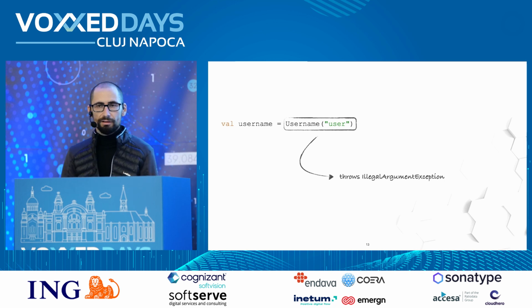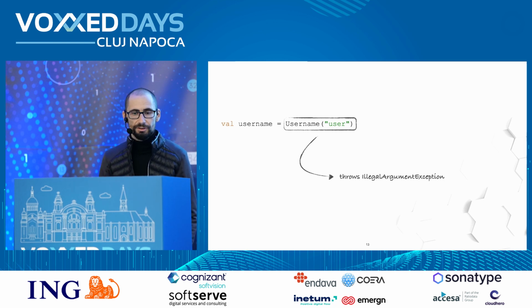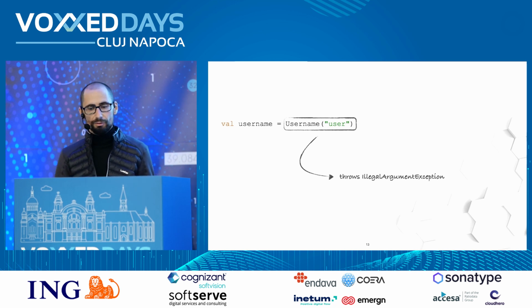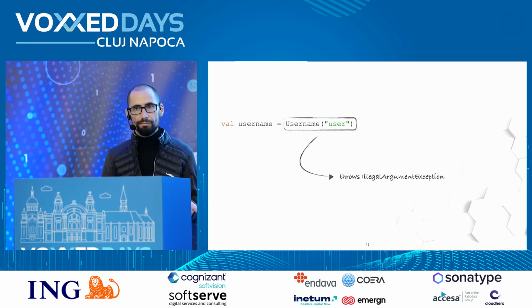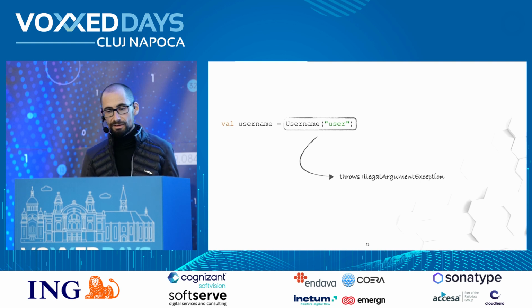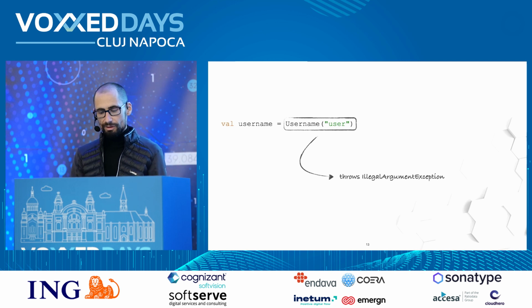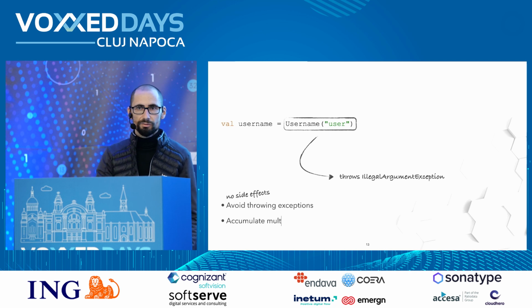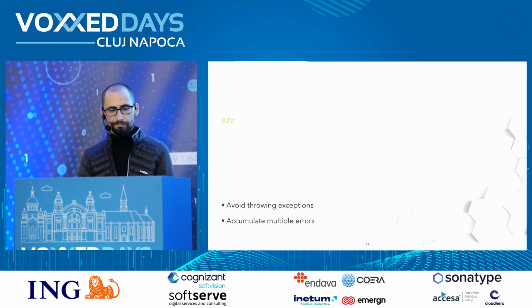Require throws an illegal argument exception. Let's forget the fact that we don't want to throw exceptions, but we have a problem since we have username, email, and password. If all of them throw illegal argument exception, I don't even know how I would know what failed. It's going to be very difficult. So again, we're going to avoid throwing exceptions because we want no side effects, and we also want to accumulate multiple errors.